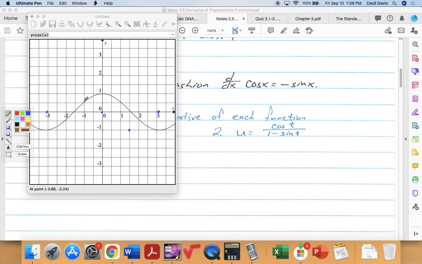Derivative at this point looks like it's about positive 1. And you can see now if I stitch those together, that's not the graph of sine, is it? No. It's the sine graph flipped over the y-axis. So it's the opposite of sine. Okay? All right.